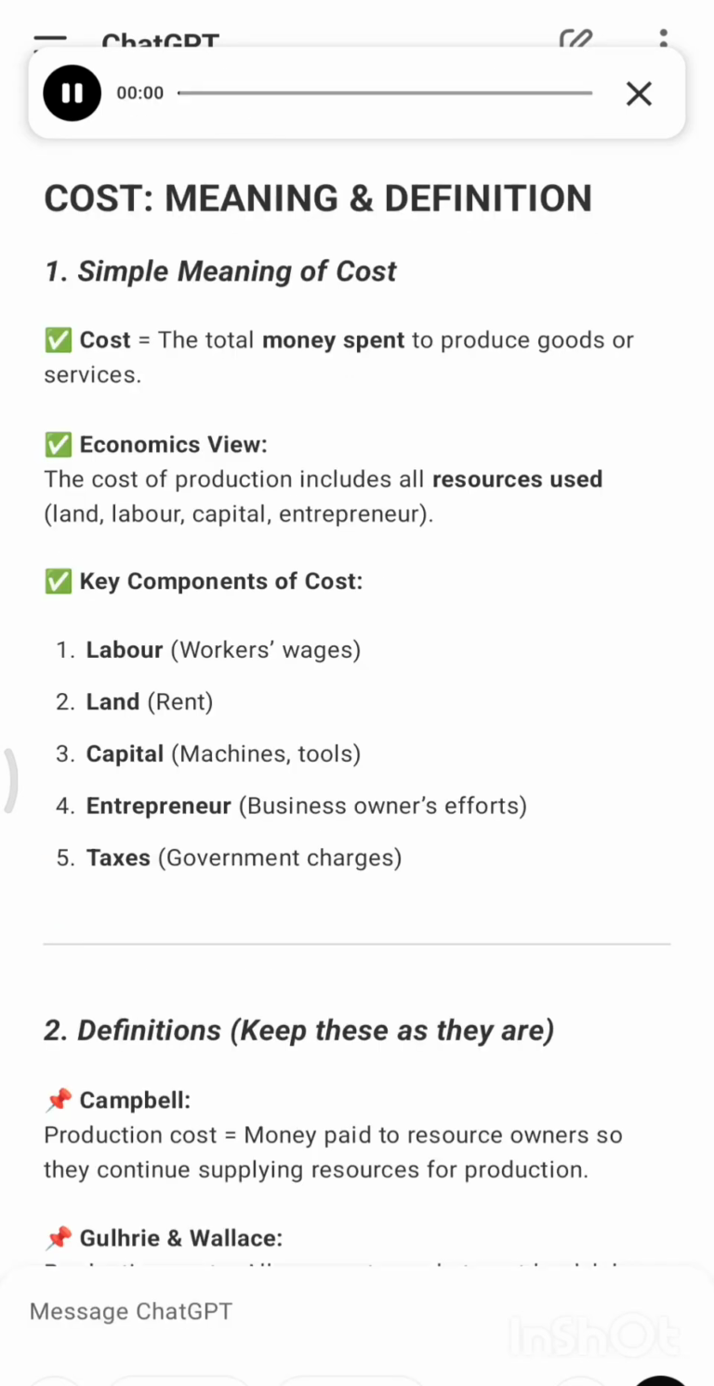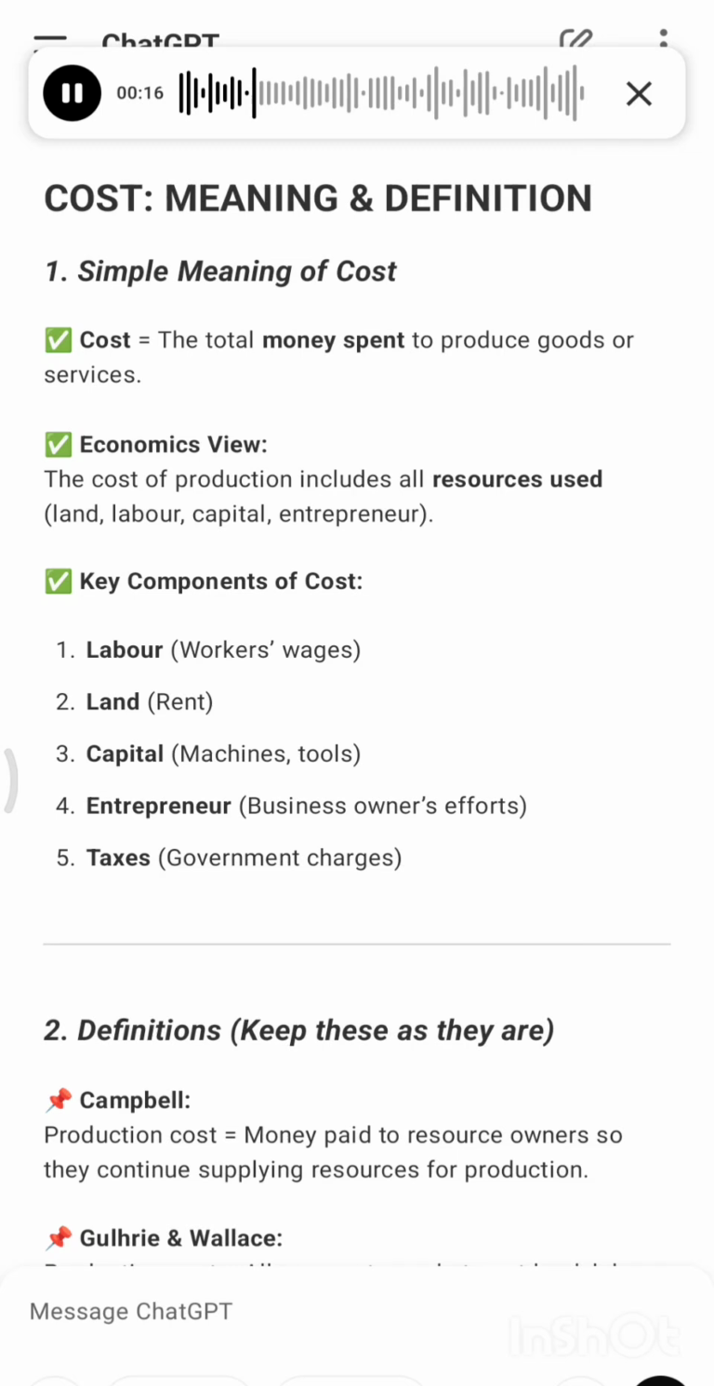The cost, meaning and definition. 1. Simple meaning of cost. Cost equals the total money spent to produce goods or services. The cost of production includes all resources used: land, labor, capital, entrepreneur. Key components of cost: 1.